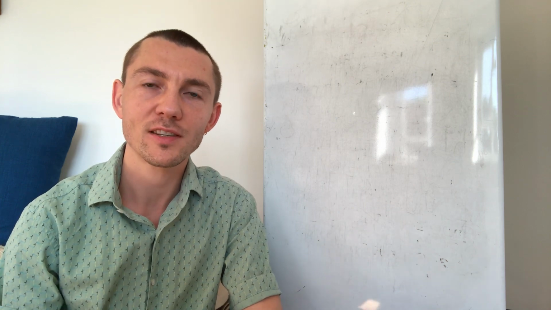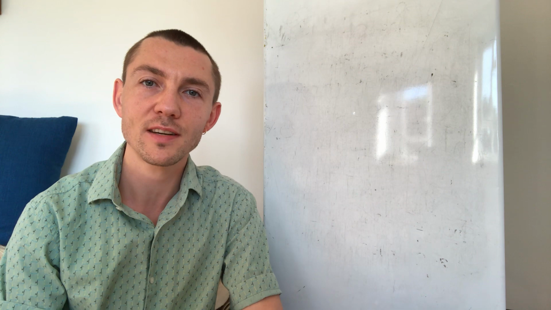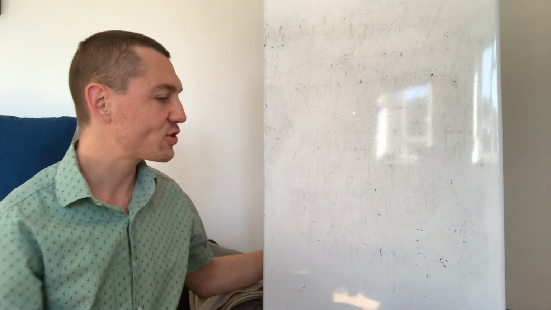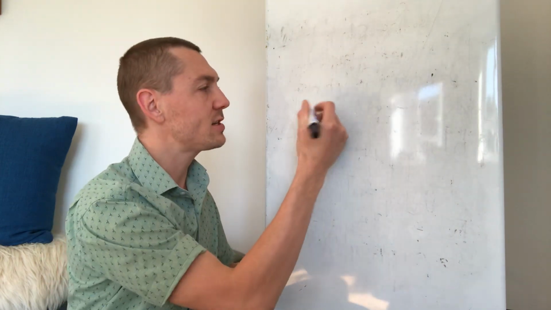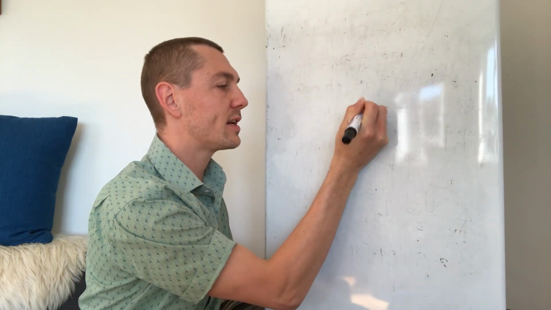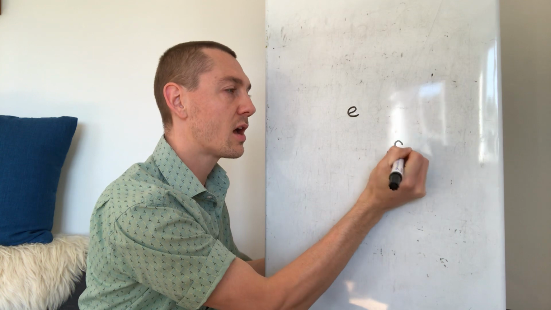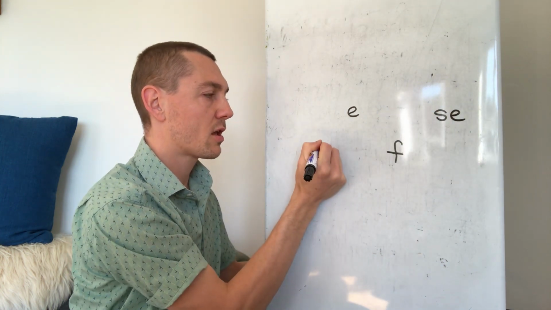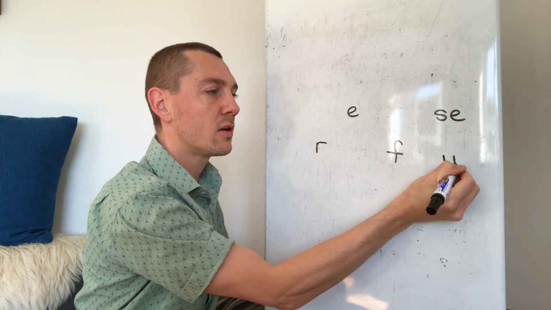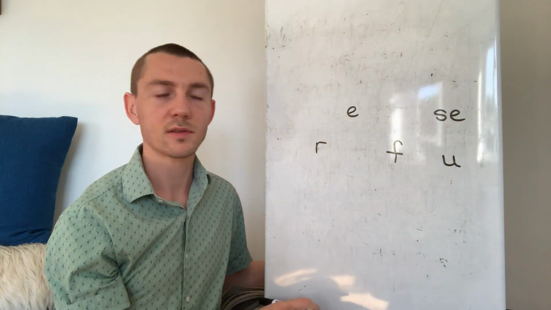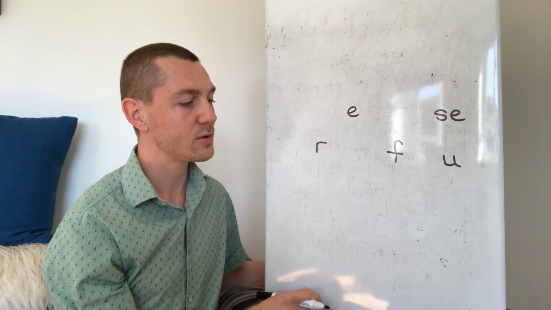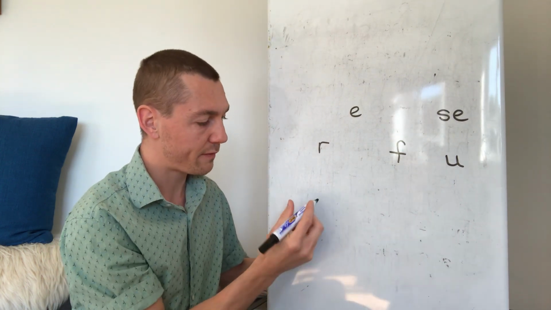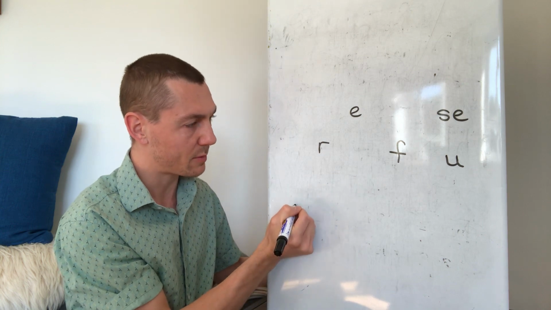So, first thing we're going to do is build some words using different spellings of the R sound, okay? So, let's get straight down to it. The first word I want you to build is a two-syllable word, and it's the word refuse, okay? Refuse. So to refuse to do something, to say no. Refuse. Two syllables.